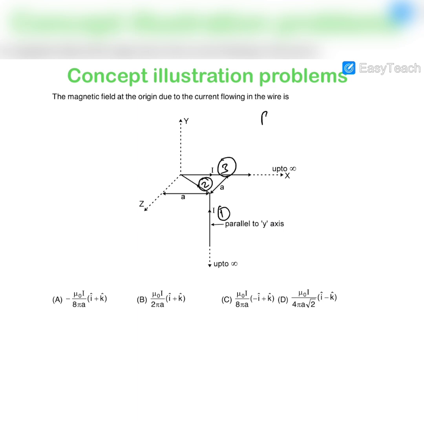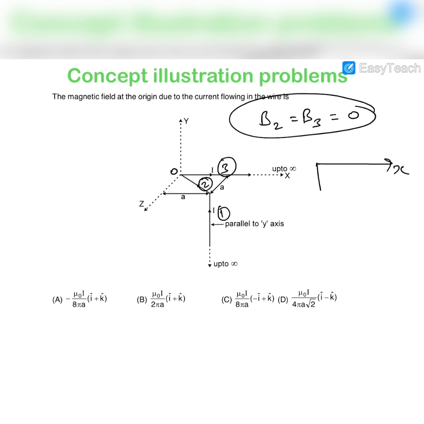So we can say that the magnetic field due to wire 2 and the magnetic field due to wire 3 at point O will be 0, because point O lies on the axis of these wires, and the magnetic field due to wire 1 will be calculated. So let us draw the top view. From the top we'll be watching the XZ plane, and the wire will be taking the current out of this plane.